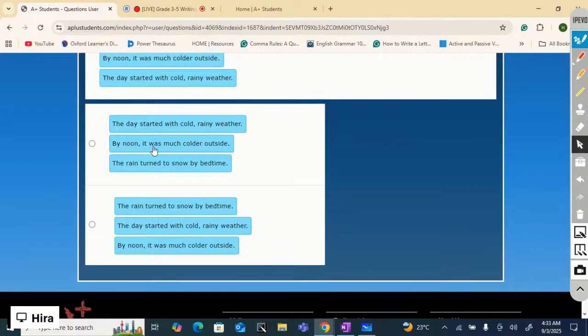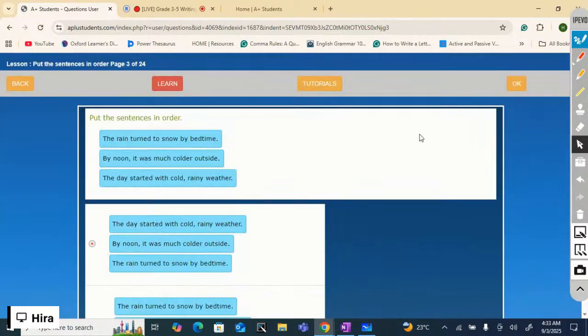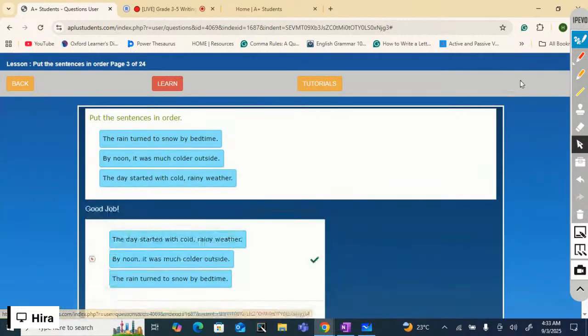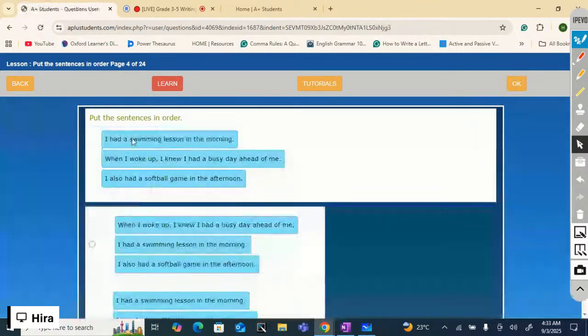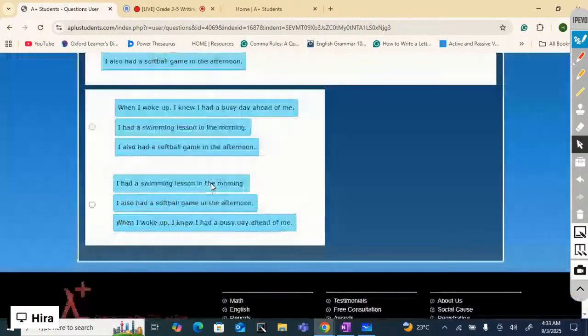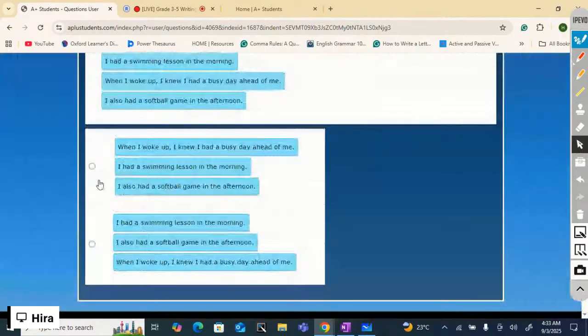The day started with cold, rainy weather. By noon, it was much colder outside. The rain turned to snow by bedtime. And we have another set of sentences. I had a swimming lesson in the morning. When I woke up, I knew I had a busy day ahead of me. I also had a softball game in the afternoon. Now look at both options. Tell me which sequence of events is correct, and look at the time order words as well. They might help you.